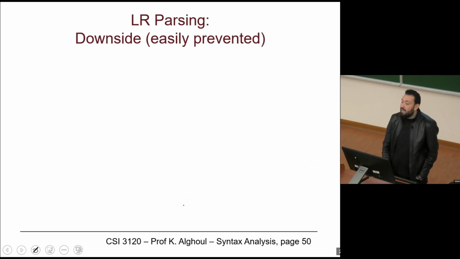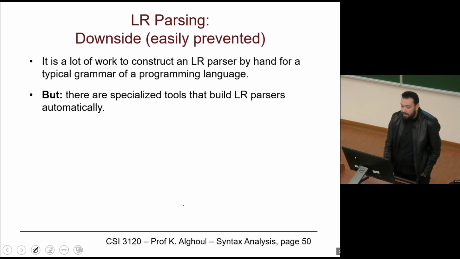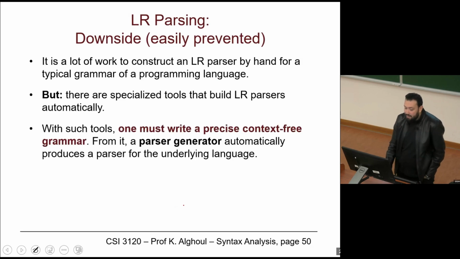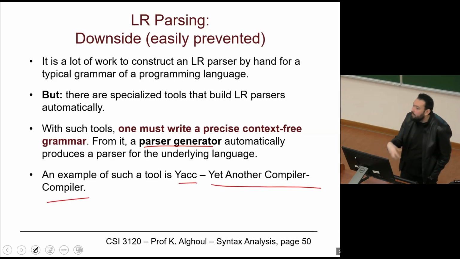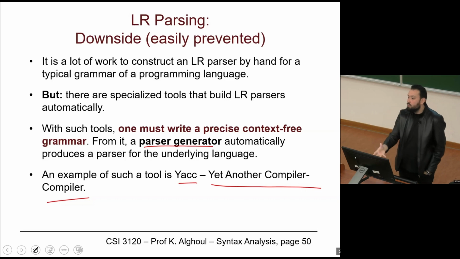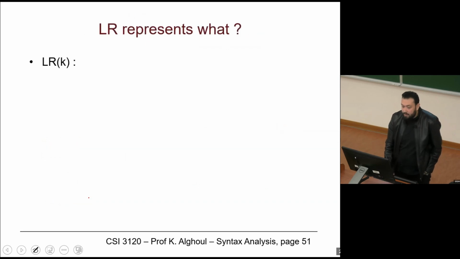Now, what is the downside? As we said, the downside is it's harder to build by hand. So usually there is a specialized parser generator that does it automatically. For example, a very famous one is called YACC, yet another compiler compiler. This is the one that is usually used to generate these parsers, because, as I said, it is hard to do by hand.